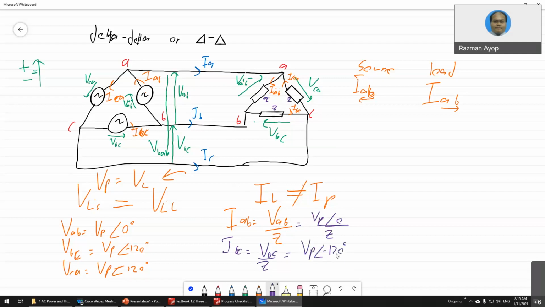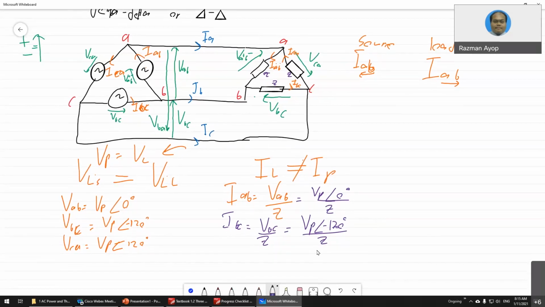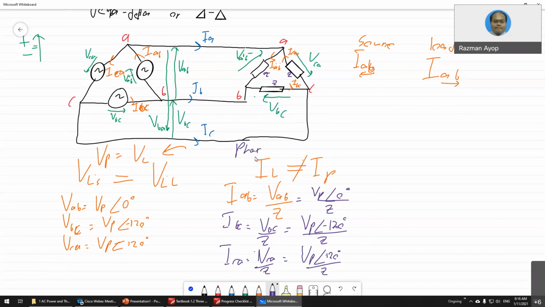and then IBC is equal to VBC divided by Z, which is VP angle negative 120 degrees divided by Z. And ICA is equal to VCA divided by Z, which is VP angle 120 degrees divided by Z. Okay, so basically you have already found the phase current.